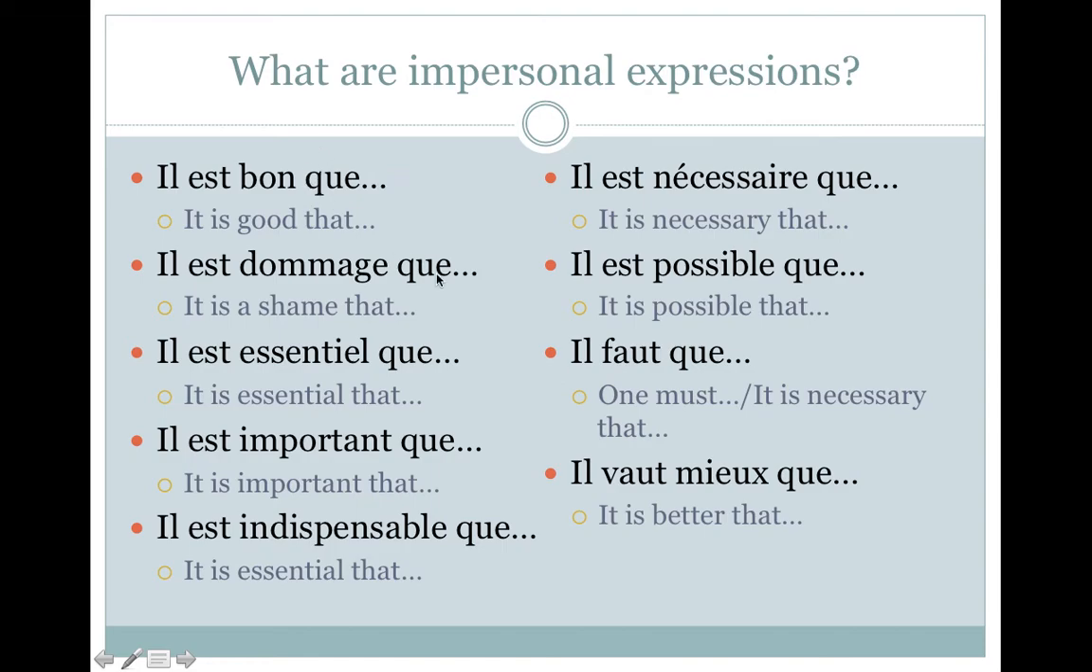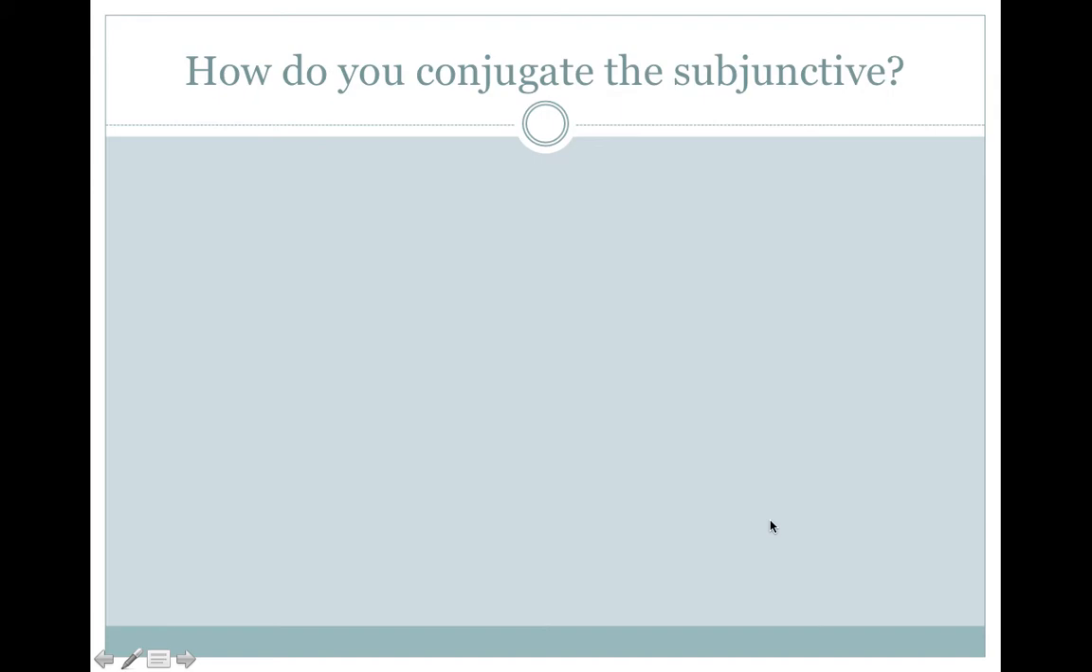So notice that these all have que at the end, and these are all kind of impersonal. It is good that, or it's a shame that, it's essential that. I'm not saying anything like you should do this. It is important that you do this, okay? These are all just general opinions that I might have. And so we learned that you need to conjugate the subjunctive whenever you're using a verb that follows these impersonal expressions. So how do we do that?